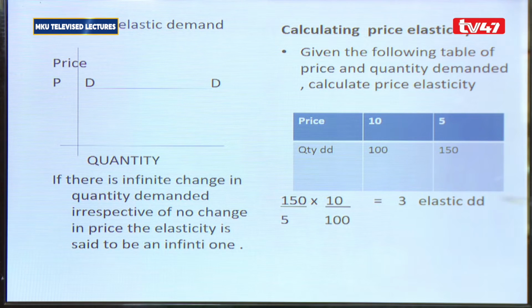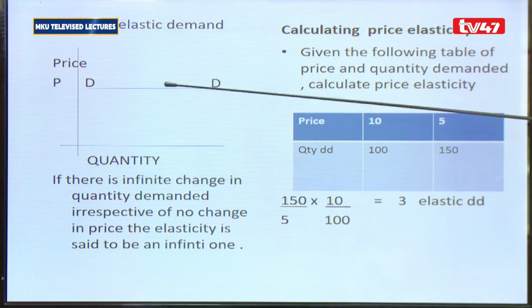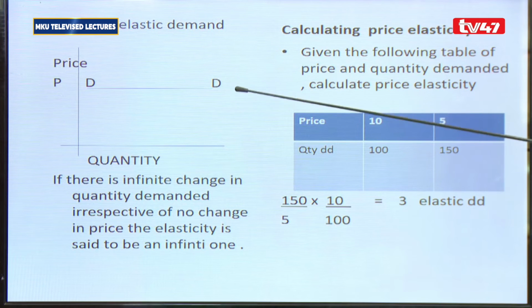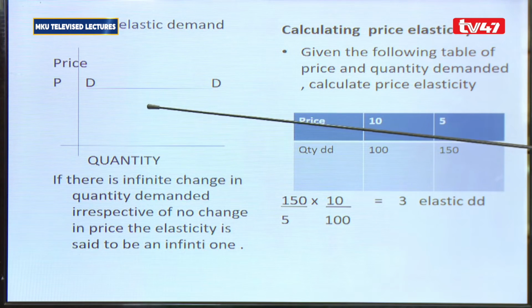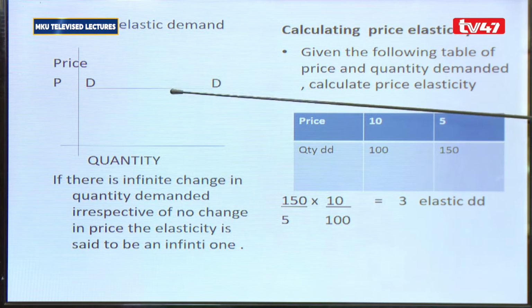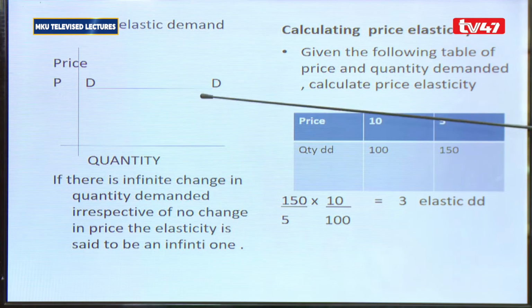Then there is what we call perfectly elastic demand. The price is not changing, but the consumer is consuming more and more of a quantity of a product, irrespective of constant price. So it means, therefore, the consumer is not responding as expected to the change in price. He's responding in a major way, consuming more and more of a product despite the constant price.